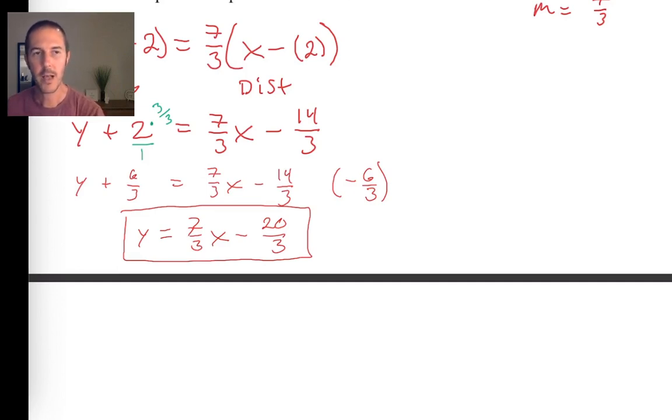What's the slope of this line that we've just created? Look at that number in front of the x. Our slope is 7/3. And what are the coordinates of our y-intercept? Since we're on the y-axis, we have an x-coordinate of 0 and a y value of negative 20/3.